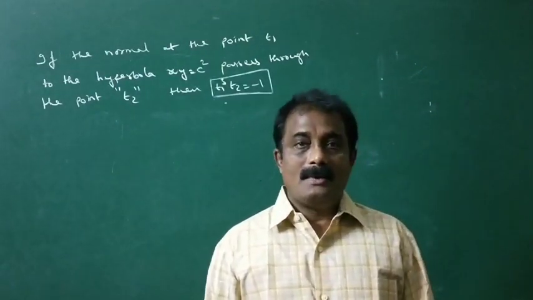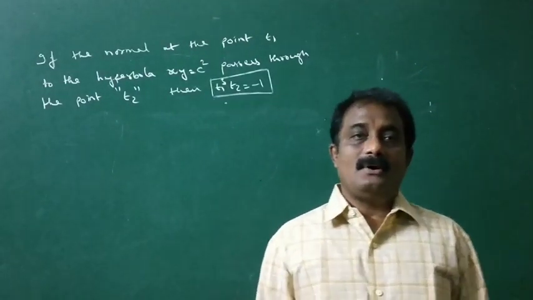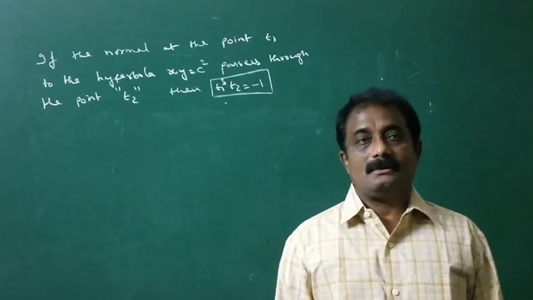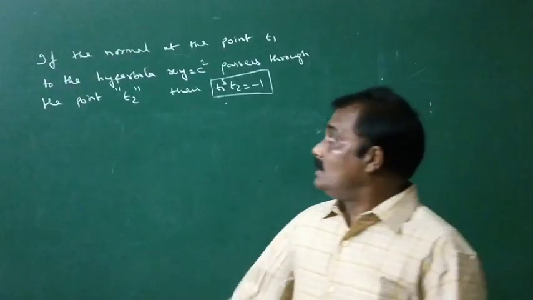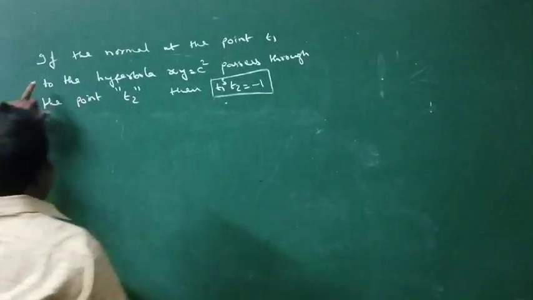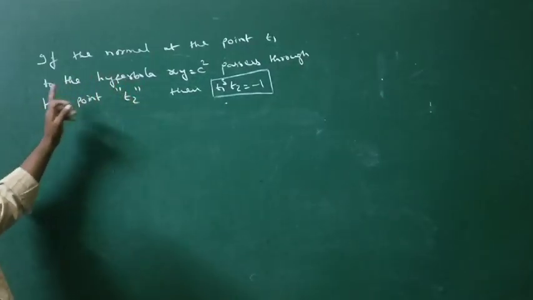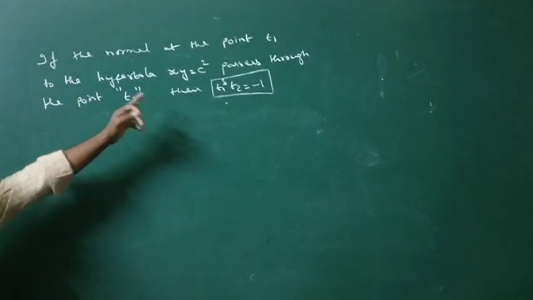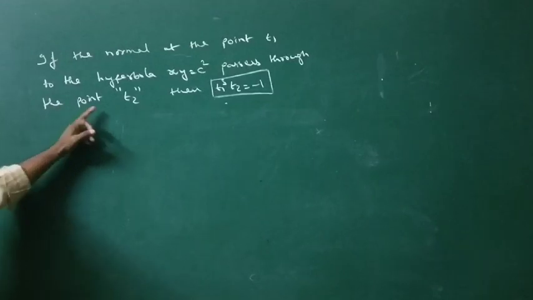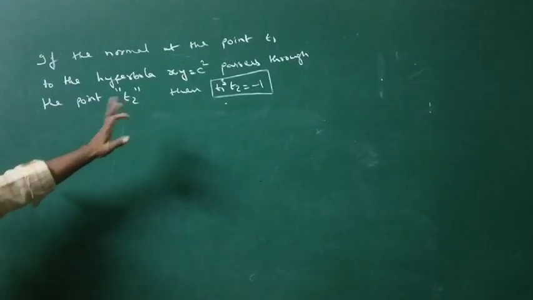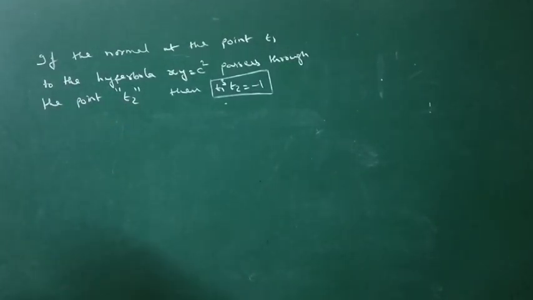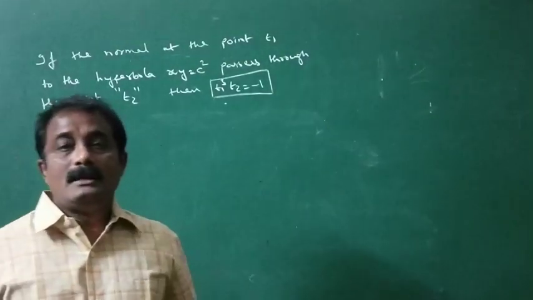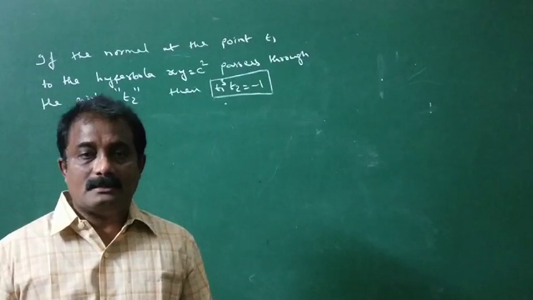Today I am explaining the properties of rectangular hyperbola of the form xy equal to c square. Now begin. Property number 1. If the normal at the point T1 to the hyperbola xy equal to c square passes through the point T2, then T1 cube T2 equal to minus 1. Actually, these are useful for JEE mains and advanced level.